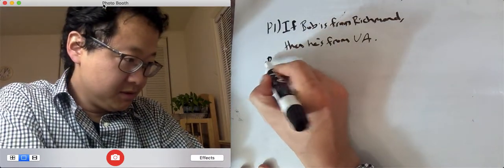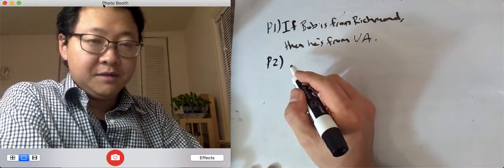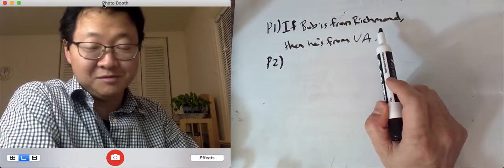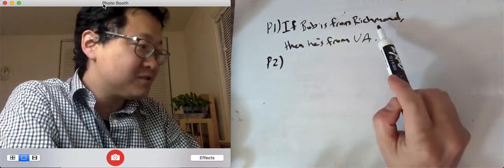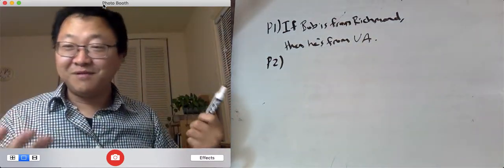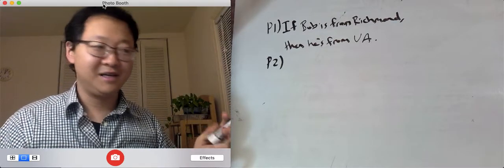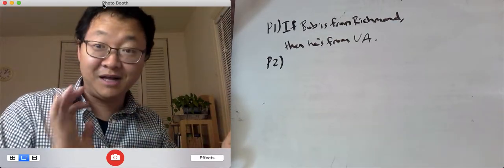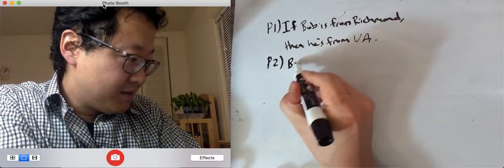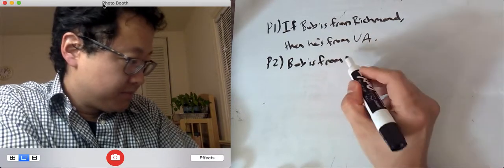Now suppose premise two. At this point, we don't know whether Bob is from Richmond. All we know is that if he's from Richmond, then he's from Virginia. That's true for me too. If Professor Moon is from Richmond, then he's from Virginia. That just follows. But premise two is going to supply some missing information. We're going to learn that Bob is from Richmond.